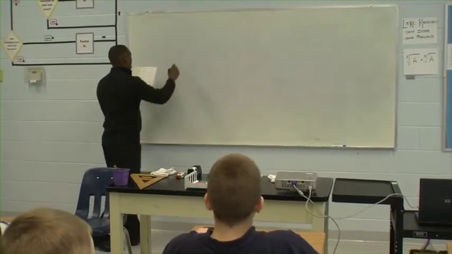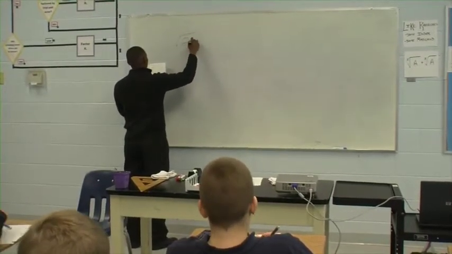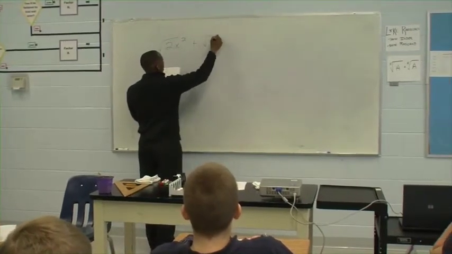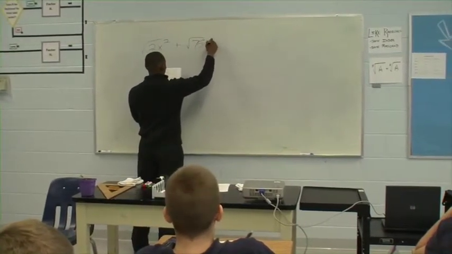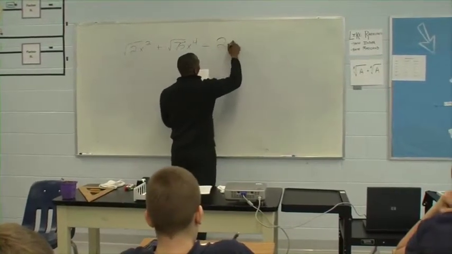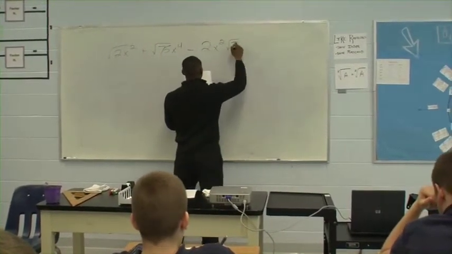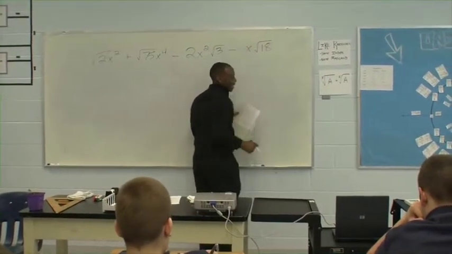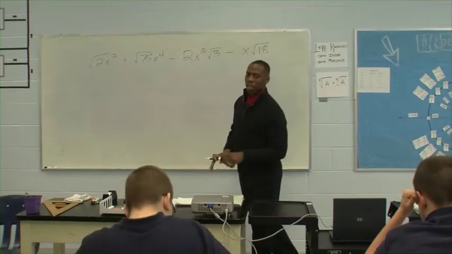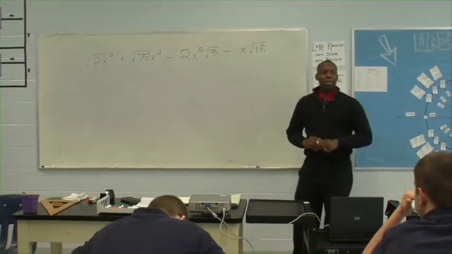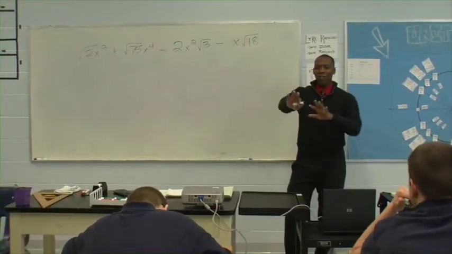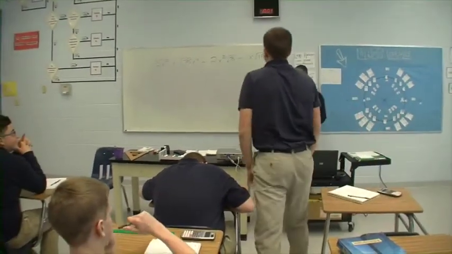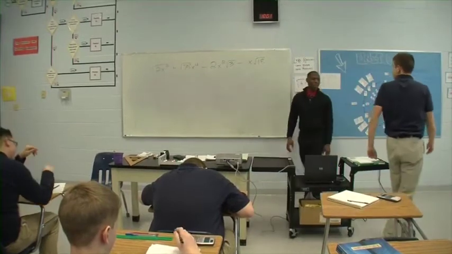Let's look at the square root of 2x squared plus the square root of 75x to the fourth minus 2x squared times the square root of 3 minus x times the square root of 18. Do I have a volunteer? Yeah. Sit down. You just were up here. Do I have another volunteer? Someone brave. You're going to go? All right. Everyone work this out on your paper while Shane does it at the board.